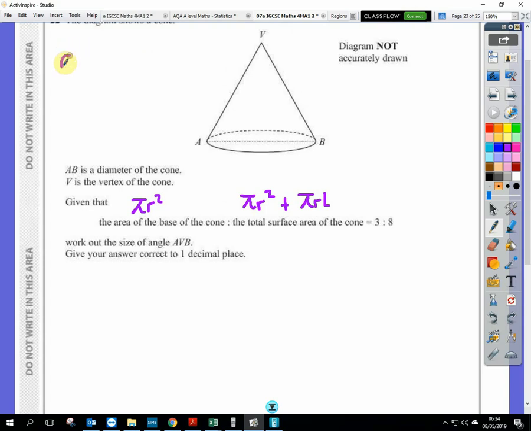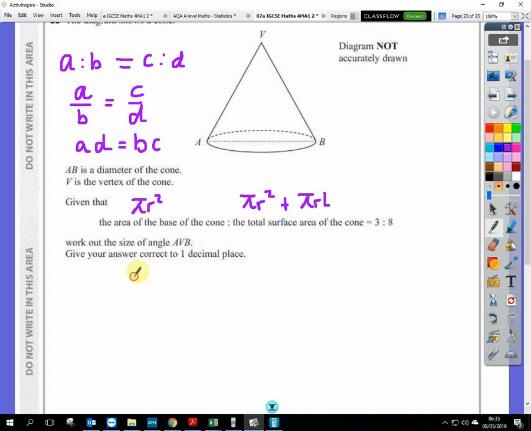If you have two ratios that are equal to each other like this, a to b is equal to c to d, then this is also true: a over b is equal to c over d. And if that's true, then this is also true: a times d is equal to b times c. So you just got to know this for this kind of question.